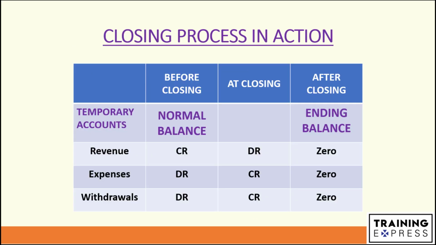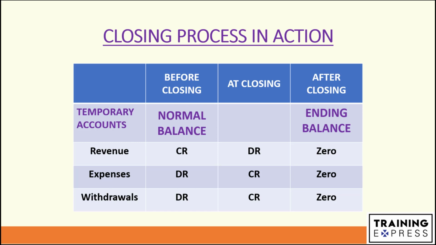Now let's see how the closing process works. Look at the first column, temporary accounts. The accounts which we are going to close are revenue, expenses, and withdrawals. Before closing, the normal balance for revenue is a credit and the normal balance for expenses and withdrawals is debit.